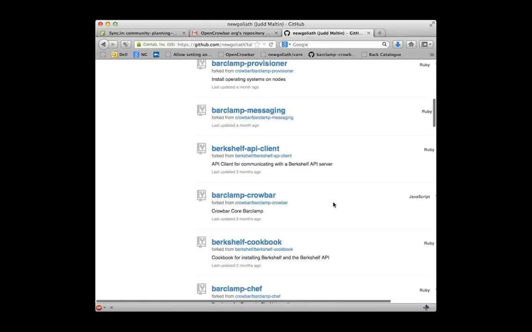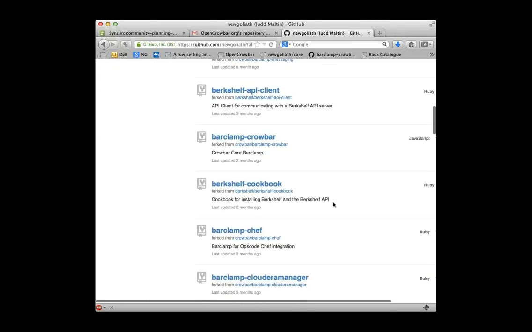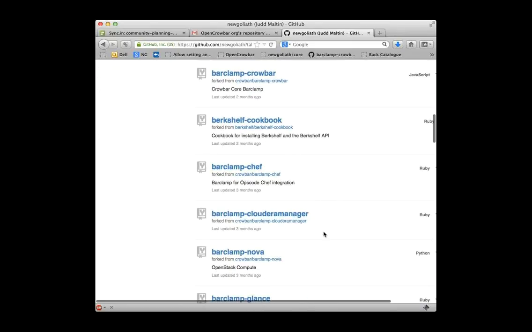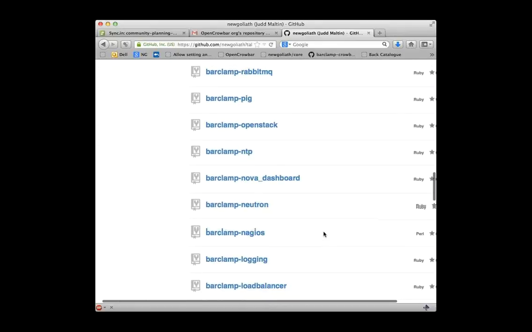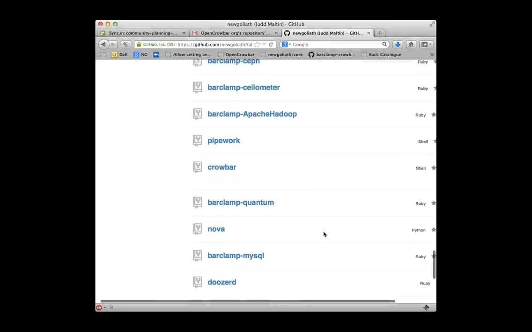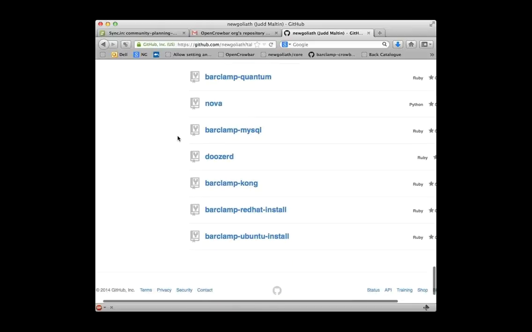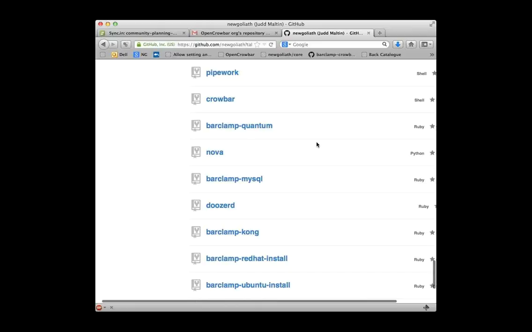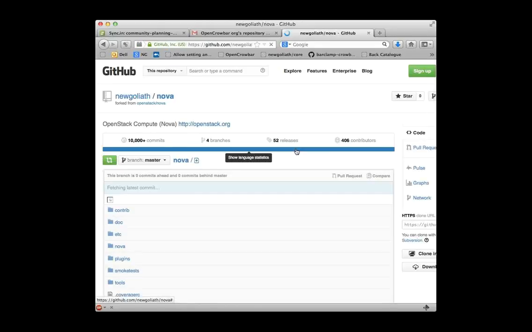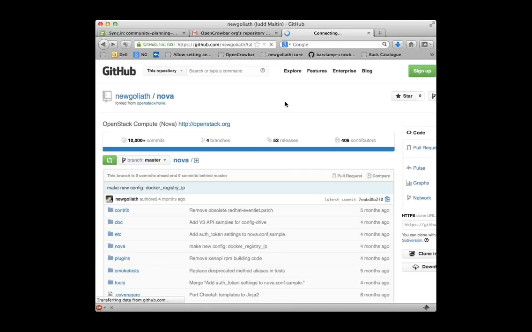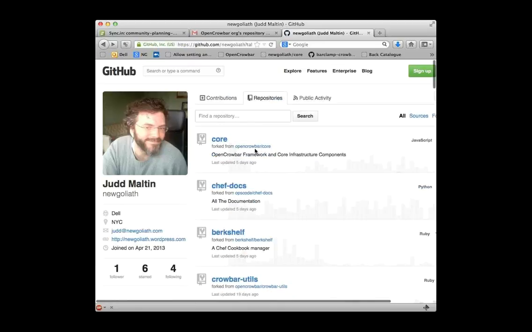When we said barclamp, at least we knew it was Crowbar. The Berkshelf guys, the Chef guys, prefix with Chef. Pipework was an outside project, and that's been brought into Docker. UserD is just its own project. So a Nova repo might be better called OpenStack Nova. What do folks think about calling it, say, OpenCrowbar Crowbar Core?